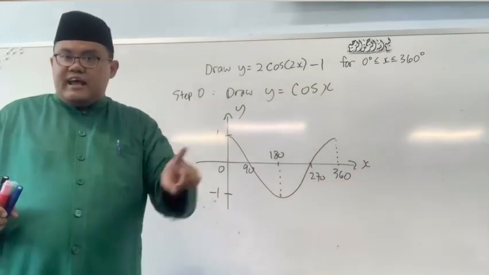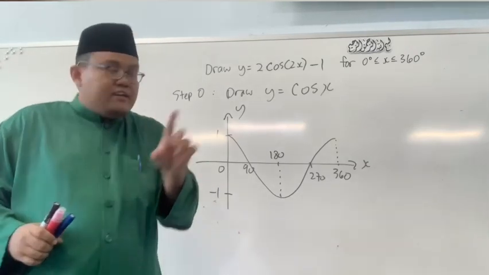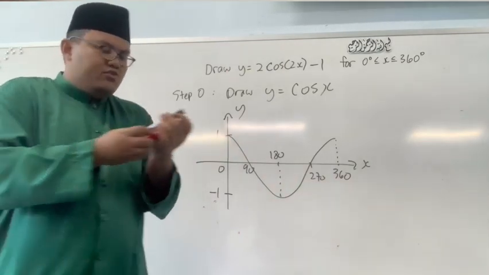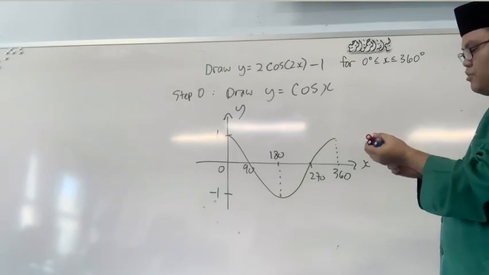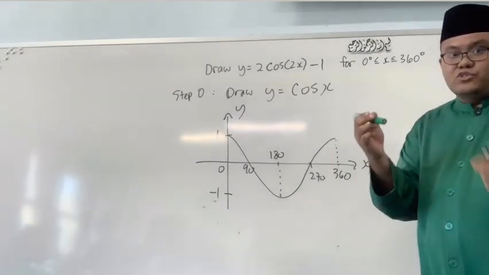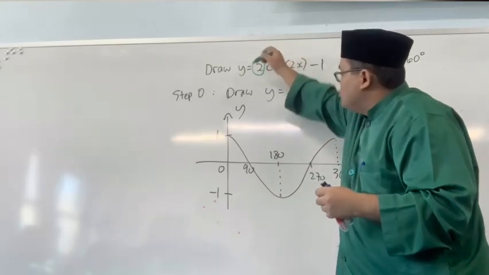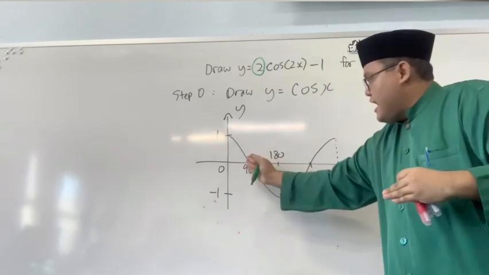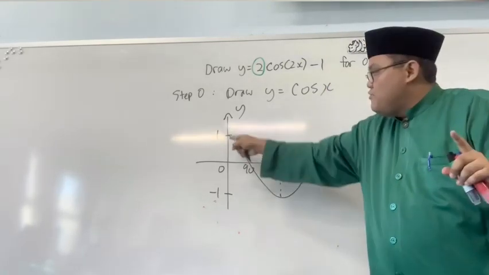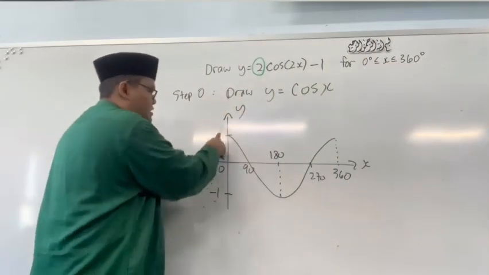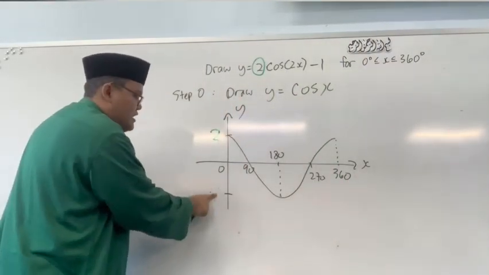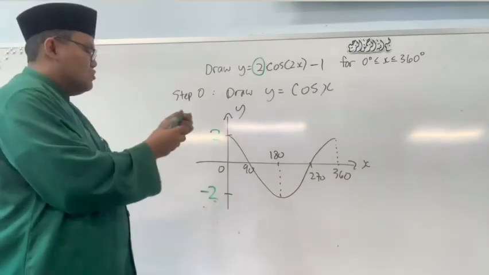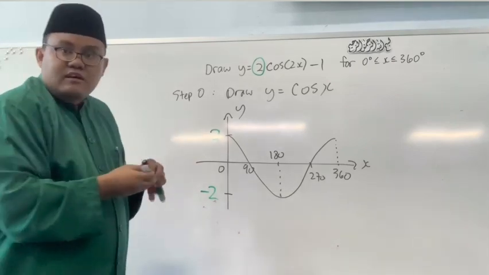Okay? Next, the first thing is the effect of 2 on my graph. That is step 1. For step 1, I'll use green color. So step 1, what is the effect of 2 on my graph? Stretch. Okay, so when it stretch, x values unchanged, but your y values must change. So 1 becomes 2, minus 1 becomes minus 2. That's all. Step 1.